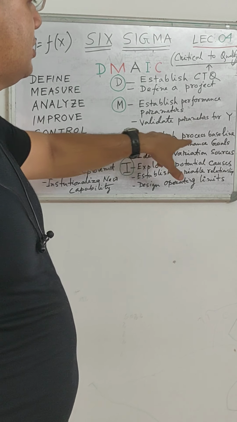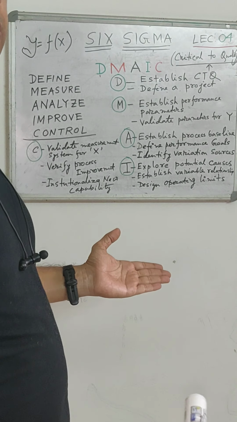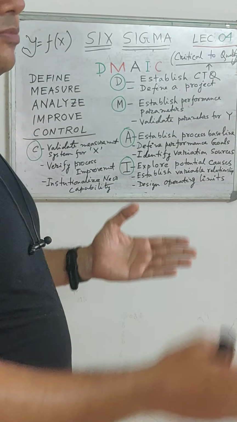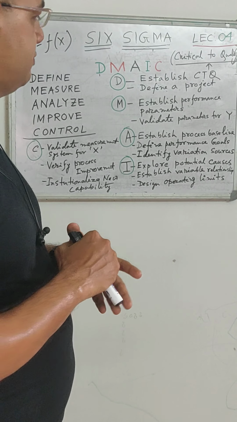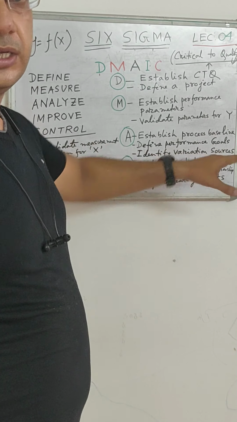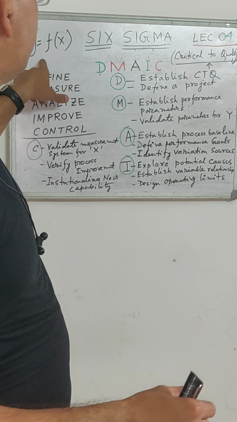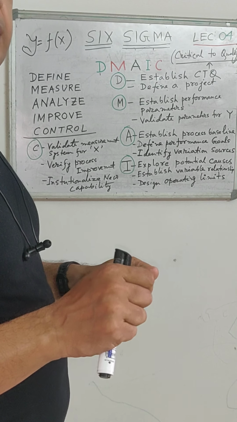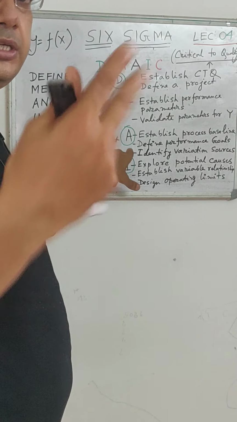Then Analyze, establish the process baseline. We check the current level with every X, what my output is. Then define a performance goal: what is my customer specification, what is my benchmark, what is my design specification. We'll establish Y. Then identify variation sources. When Y is defined and X is established, then we can play with X's to regulate the Y, so that we can get the desired Y. There are various methods for this. We'll discuss them in subsequent lectures.